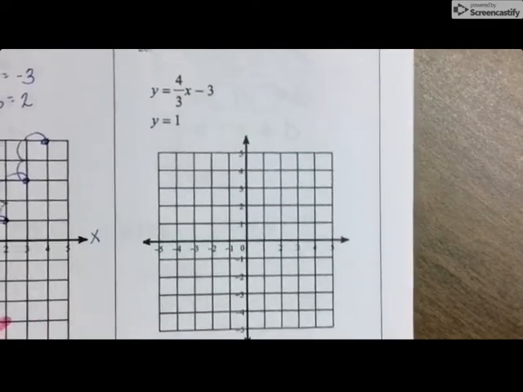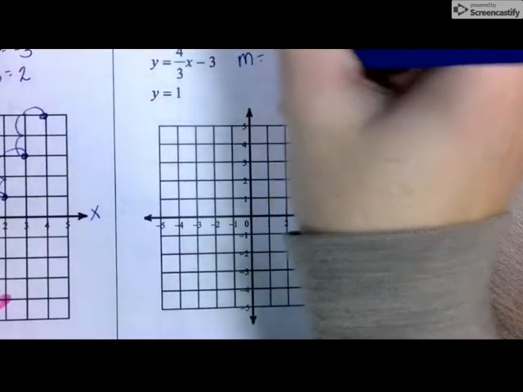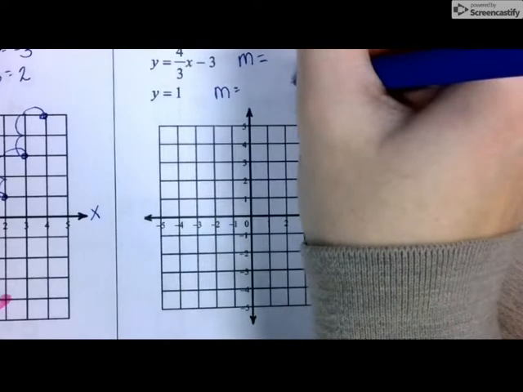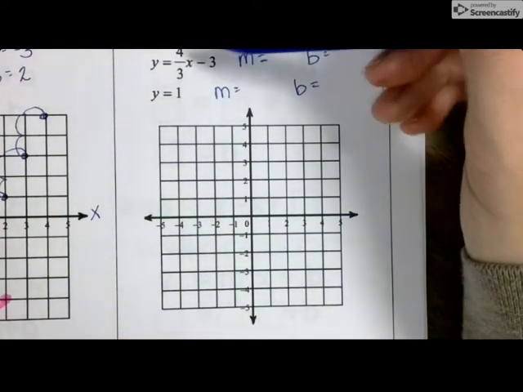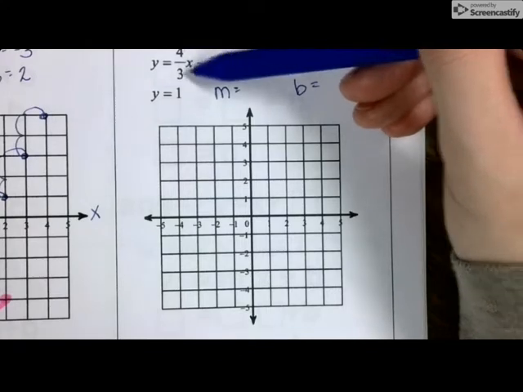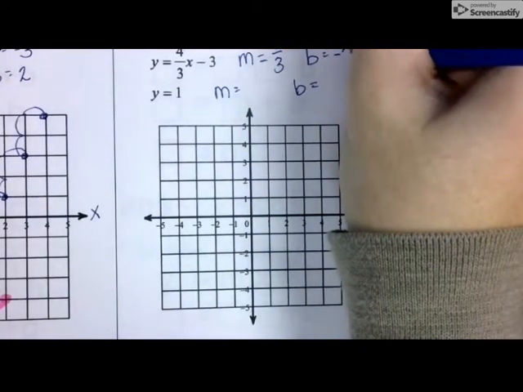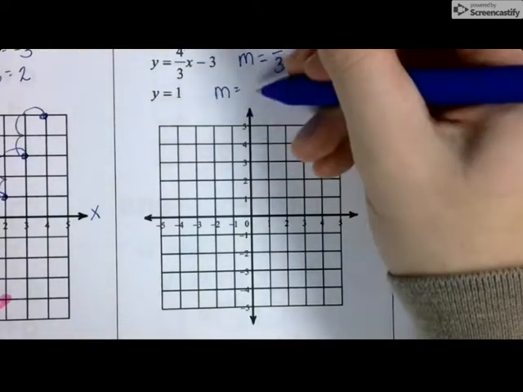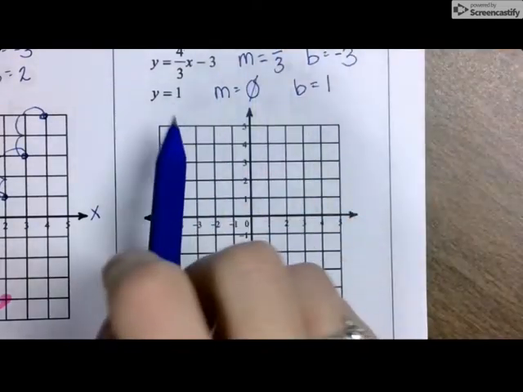So looking at the second one, same thing. I'm going to figure out what my M and my B are. All right, for this one, the number next to X is 4/3. The B is negative 3. There is no number next to X, so it is 0. And my B is 1.